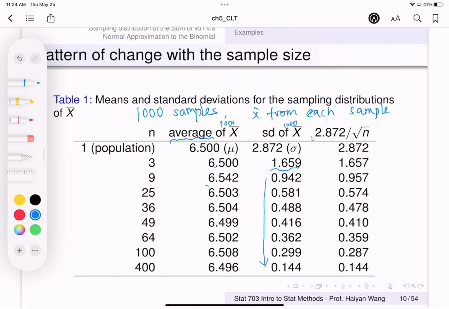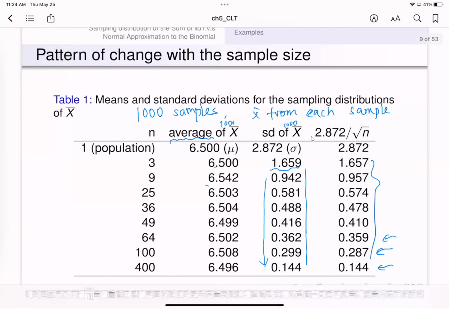If you look at this last column compared to the previous column, they seem to be pretty close. So that tells us that the standard deviation of x bar is actually around sigma over square root of n. This is particularly the case if the sample size n gets large, like n equals 400, n equals 100, and so on. So that's the standard deviation and the mean, the center, of the sample mean.